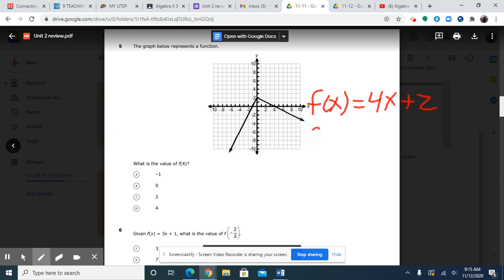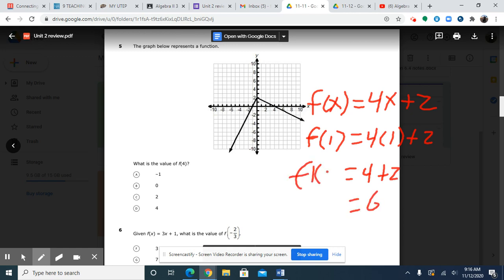So let's say we wanted to find out what f of x was when x is equal to 1. So we would replace all values of x with that 1. So again, 4 times 1 is 4, plus 2 is equal to 6. So when x is equal to 1, we can say that y would be equal, or f of x would be equal to 6.